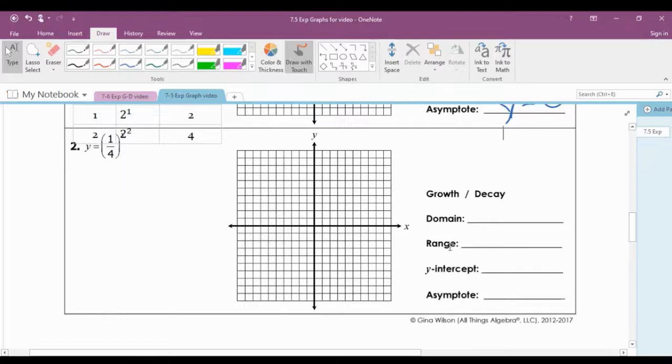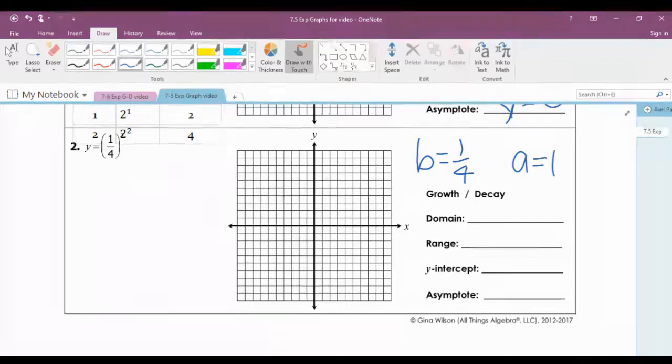So first we're going to talk about what this is, and then we'll make our table. We're going to fill in some of these things first. So first I'm going to say that b equals 1/4 and a equals 1. It's always good to know what a and b are because you're going to have to use them. And since b is 1/4, it is a decay. We're going to talk about this a little more after we do our table.